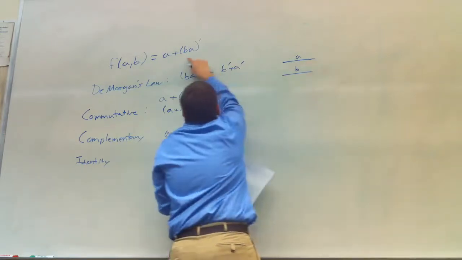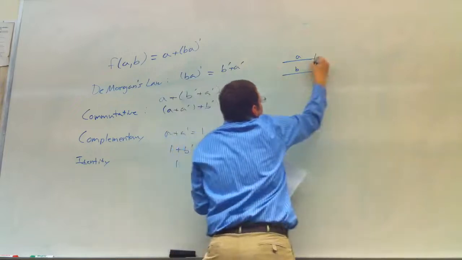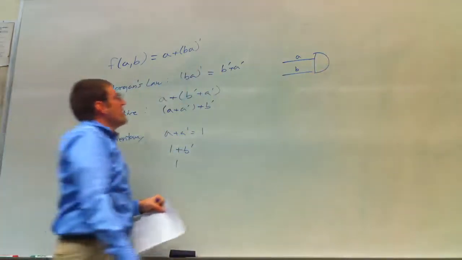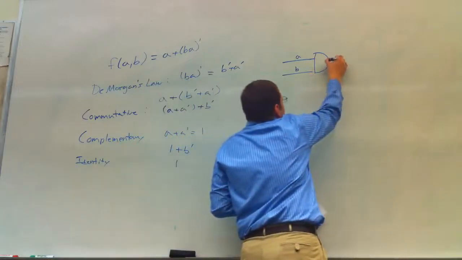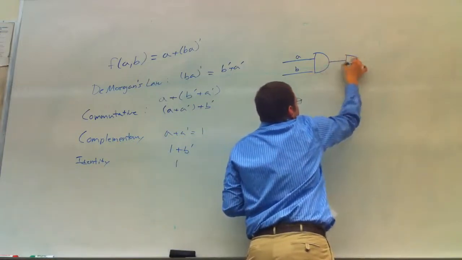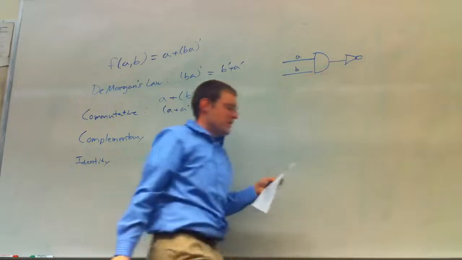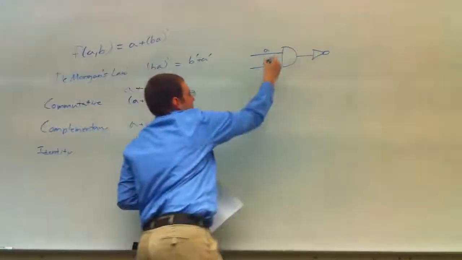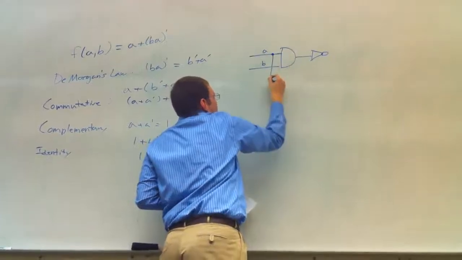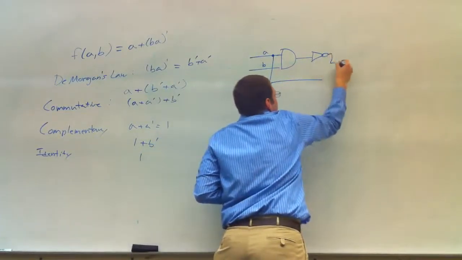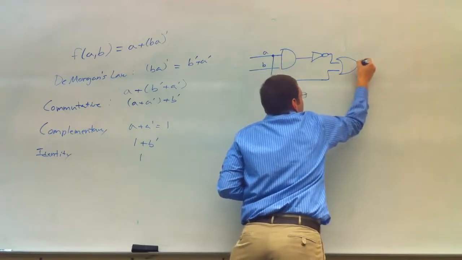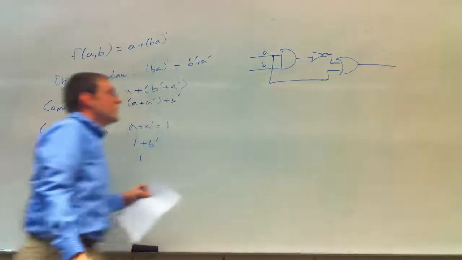So we have A and B and together, that inside here. Then I need to NOT it. And then I need to OR it with A again. So then I draw another wire over here and we OR them together. Alright.